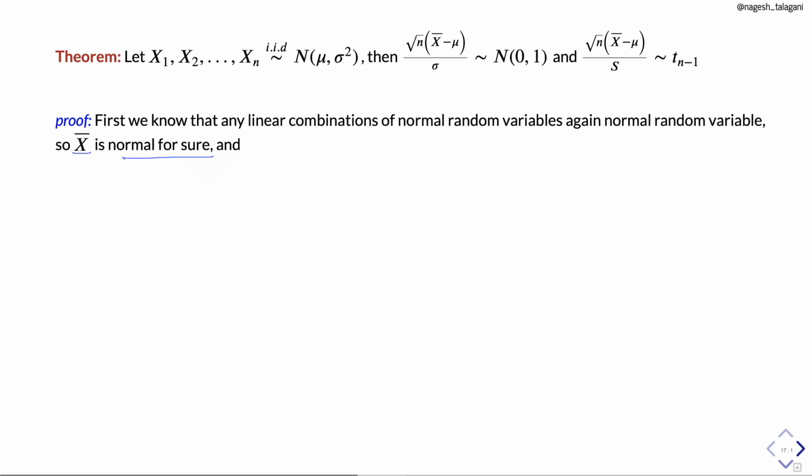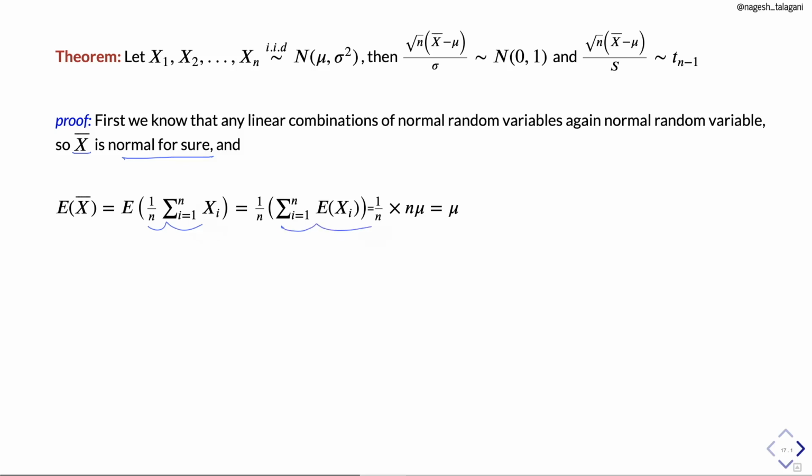Let's find out the expectation of X bar and the variance of X bar. Expectation of X bar: we know that the expectation of a linear combination is going to be the linear combination of expectations. Because of the linear property, the expectation of 1 by n summation i equal to 1 to n Xi, I can write as 1 by n of summation i equal to 1 to n expectation Xi, and expectation Xi is going to be mu for i equal to 1 to n. So we have 1 by n times n mu, n cancels, we have mu. So the expectation of X bar equals mu.